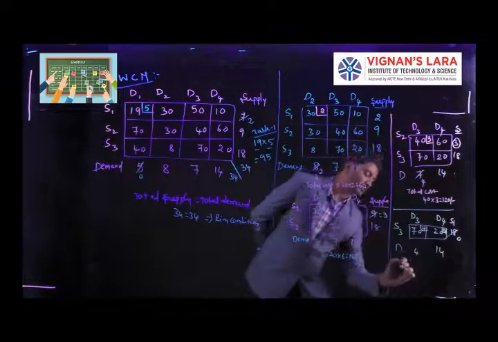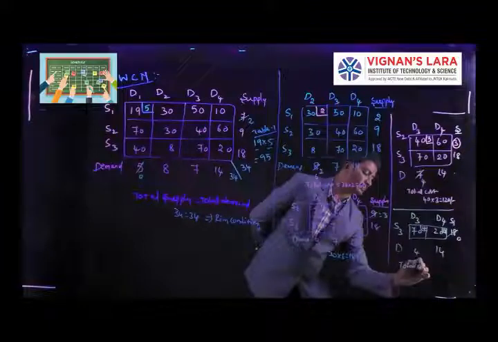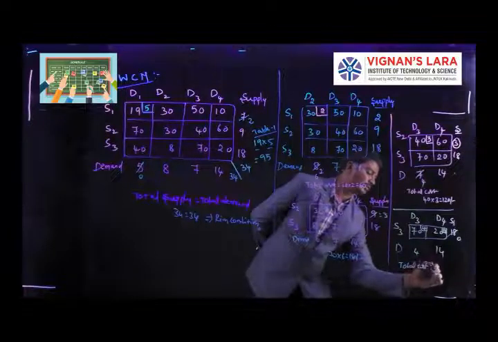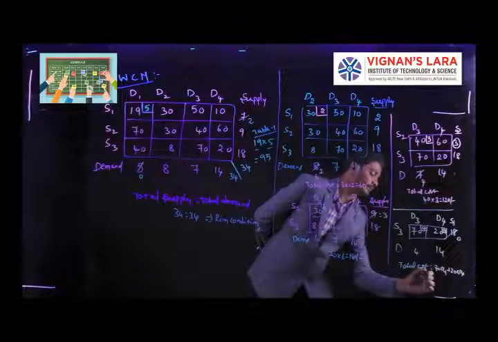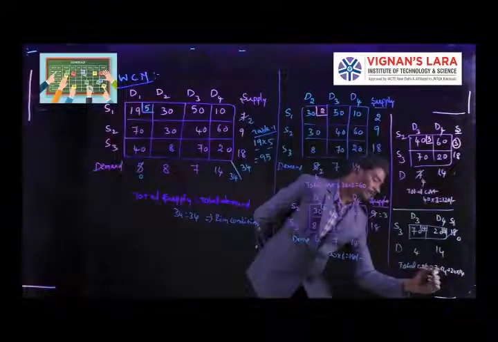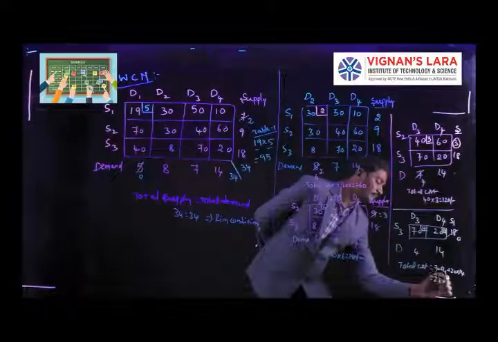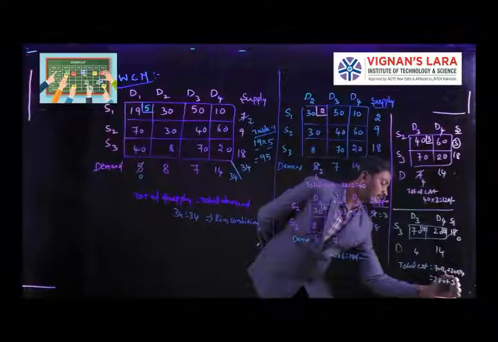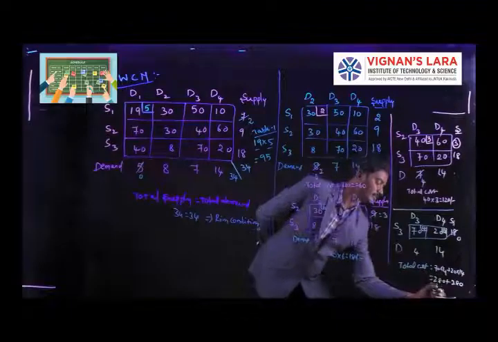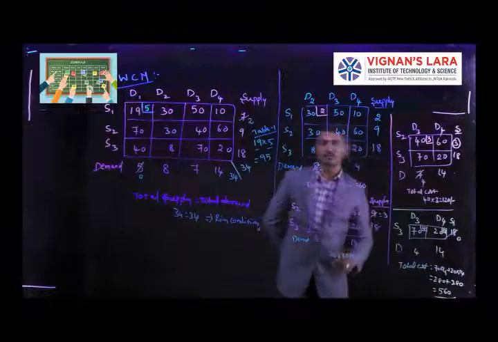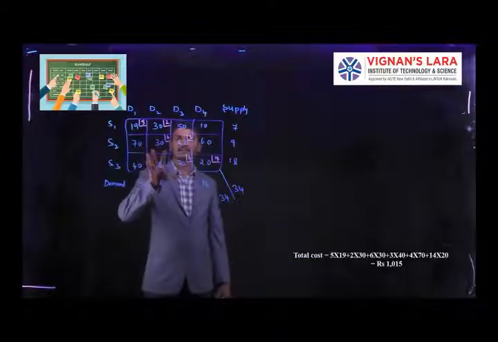From this the total cost is equal to 70 into 4 plus 20 into 14. Okay, here 280 plus 280. From this the total is 560. Now we get the final table.